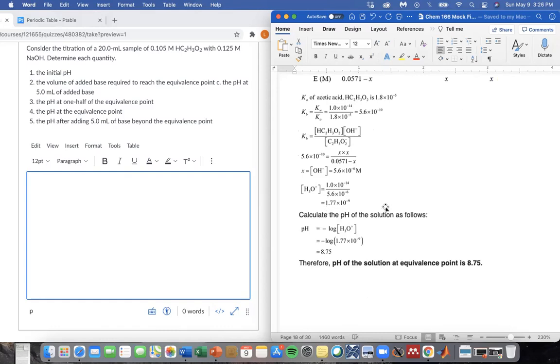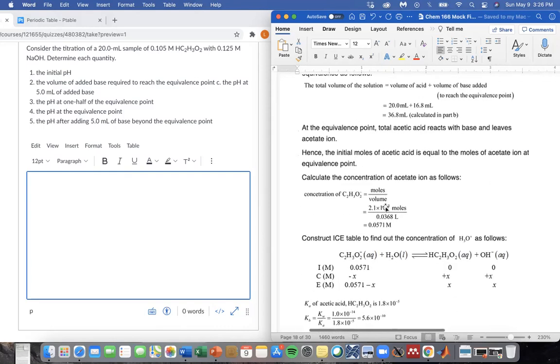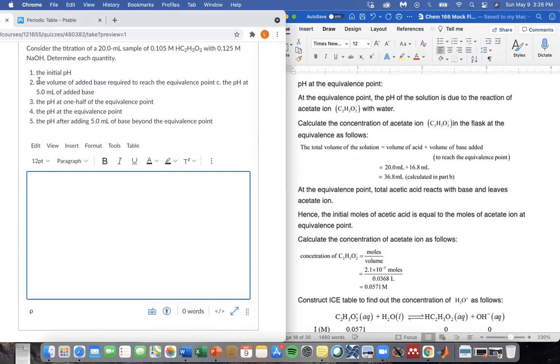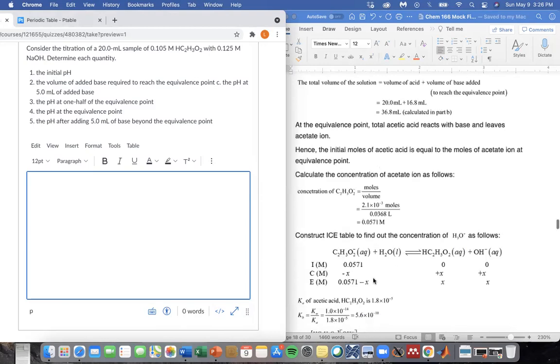The only thing that I didn't say that I think is important here is that in order to get your concentration, you have to consider not only the volume from the analyte, the 20 milliliters here, but you also have to consider how much base you had to add in order to reach the equivalence point. We already found that in part 2, but it was that 16.8. So that's where your new volume comes from. And then you divide your number of moles of your weak base by that new volume, and you would get 0.0571.